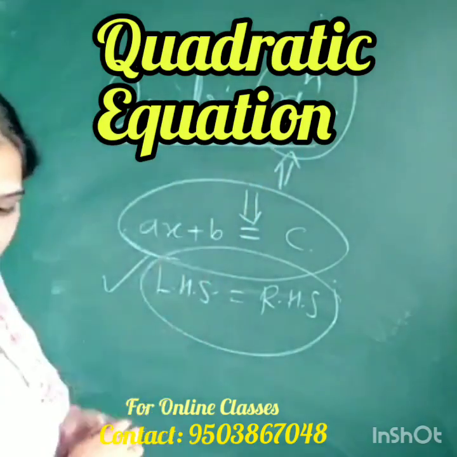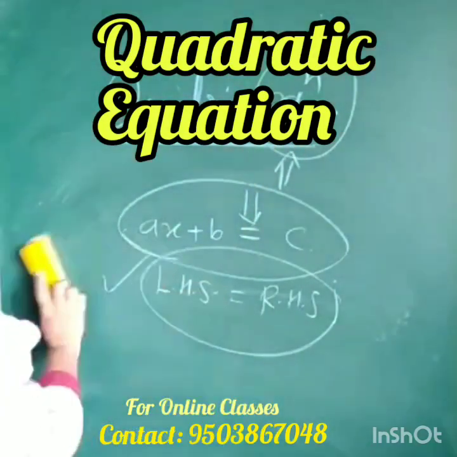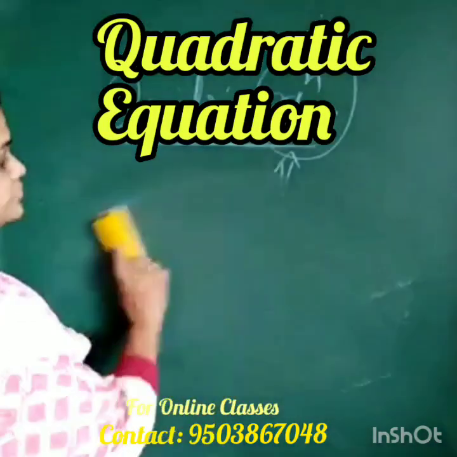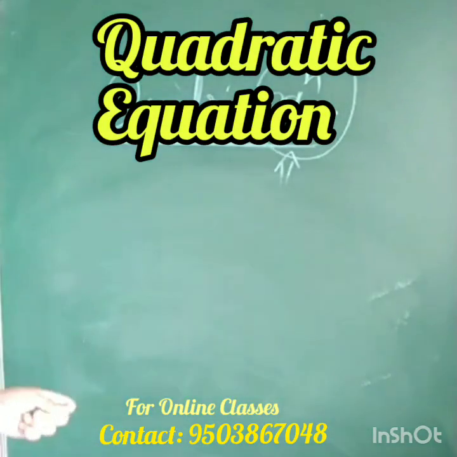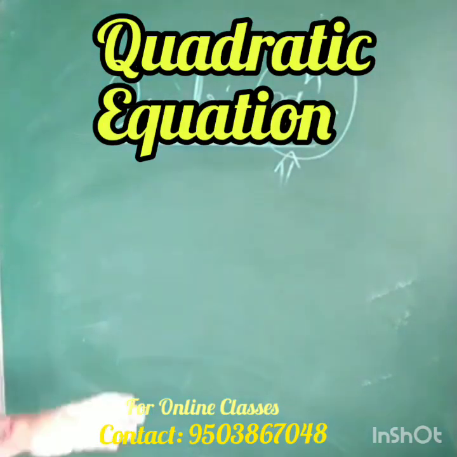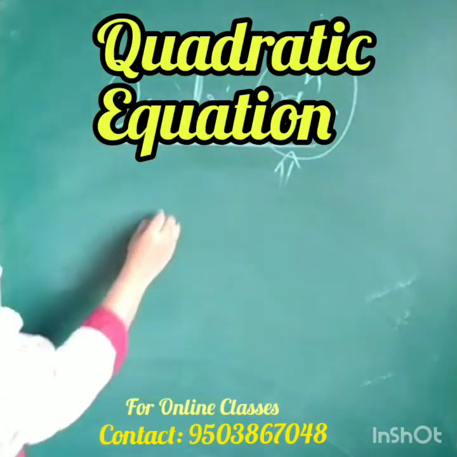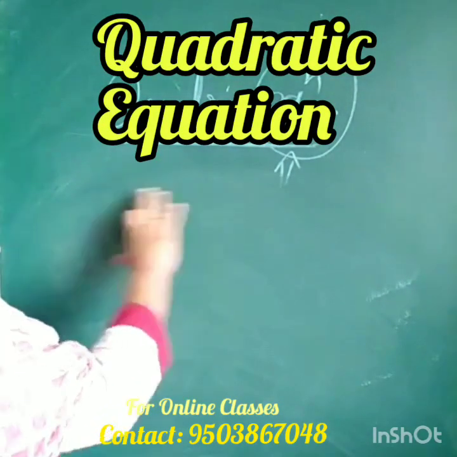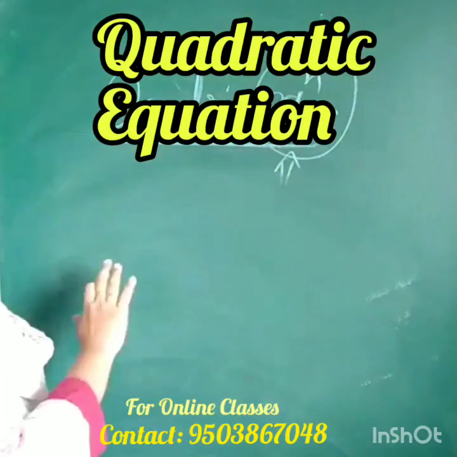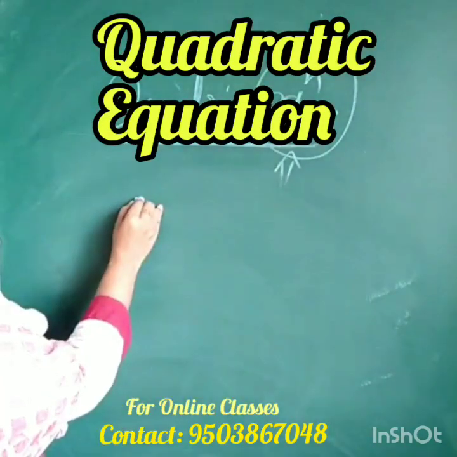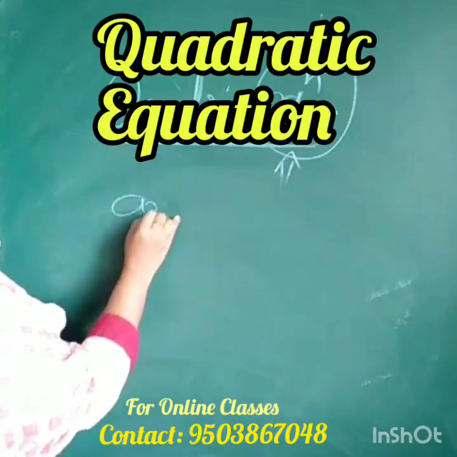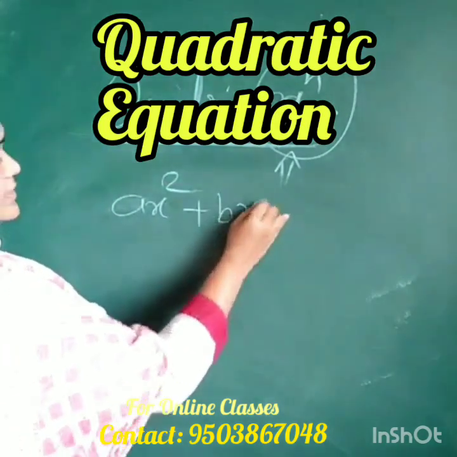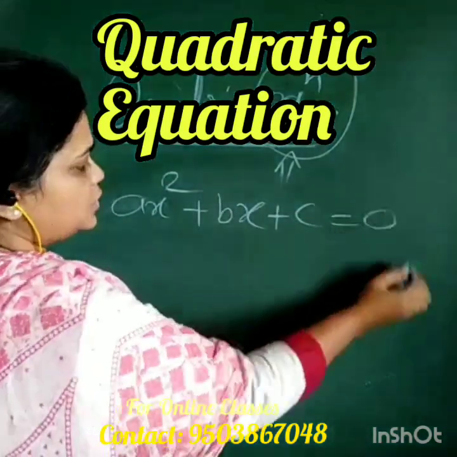Now we'll talk about quadratic equation. What is a quadratic equation? Before that, I will tell you about polynomial. Already we have learned about polynomial. Polynomial means an algebraic equation or algebraic expression. I will write here one expression: ax square plus bx plus c is equal to 0.